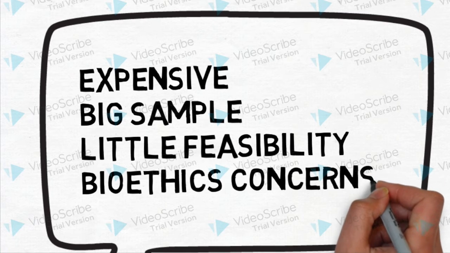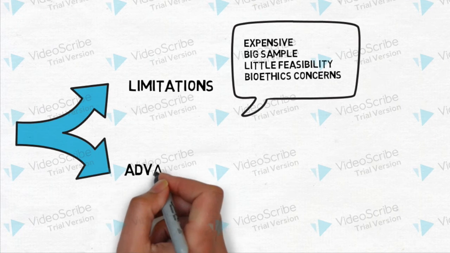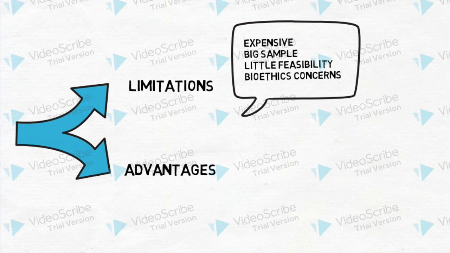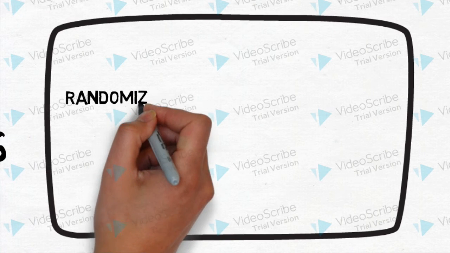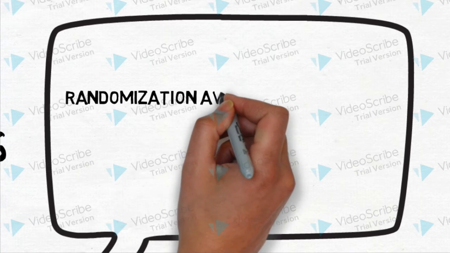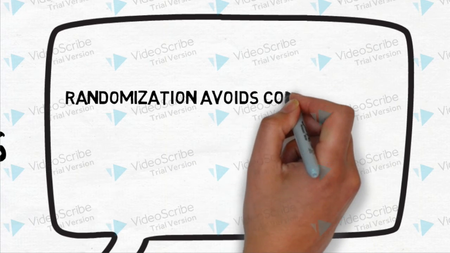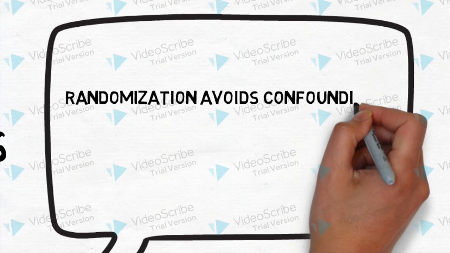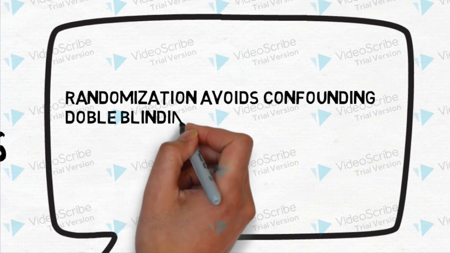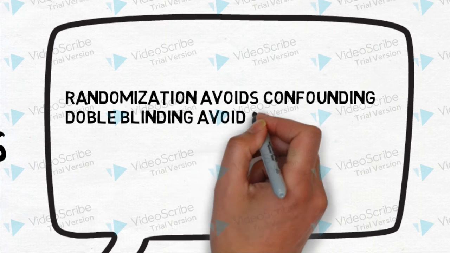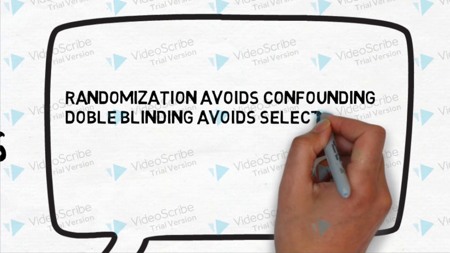On the other hand, the advantages include all the randomization methods. The first, random sampling, avoids confounding, and with the double-blind, we minimize selection bias. It is important to mention that an RCT demonstrates causality of a treatment over the outcome. This study is the best method to evaluate efficacy.